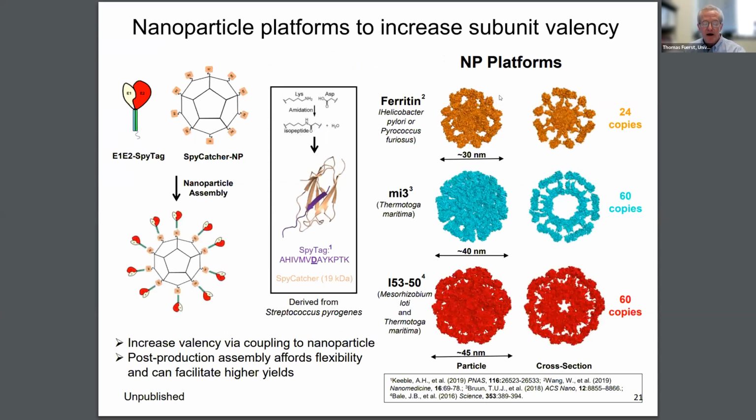So in order to improve the size and valency of secreted E1E2 and its anticipated immunogenic potency, we are making nanoparticles using the SpyCatcher system for the irreversible conjugation of recombinant proteins. The SpyTag peptide, 13 amino acids, spontaneously reacts with the catcher protein, which is 12 kilodaltons, to form an intermolecular covalent bond between the pair. We are evaluating the ferritin, MI3, and I50 systems at the present time.